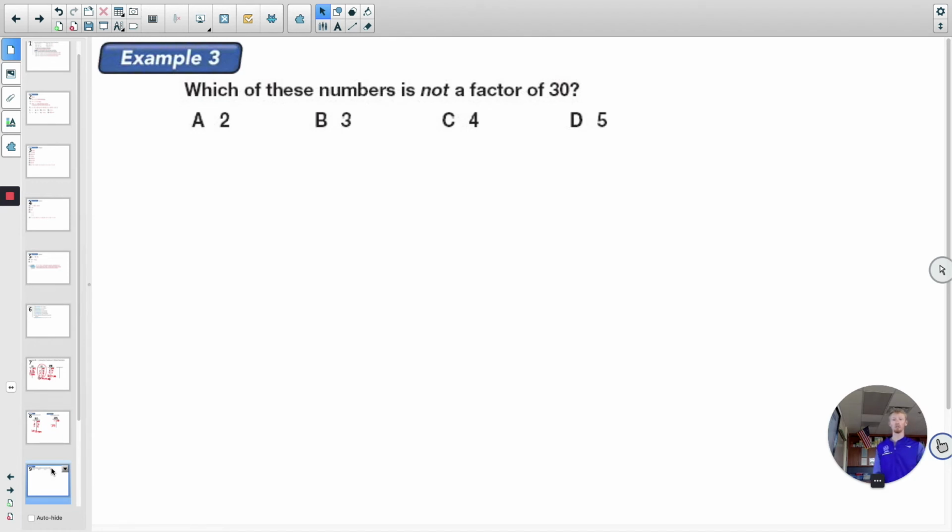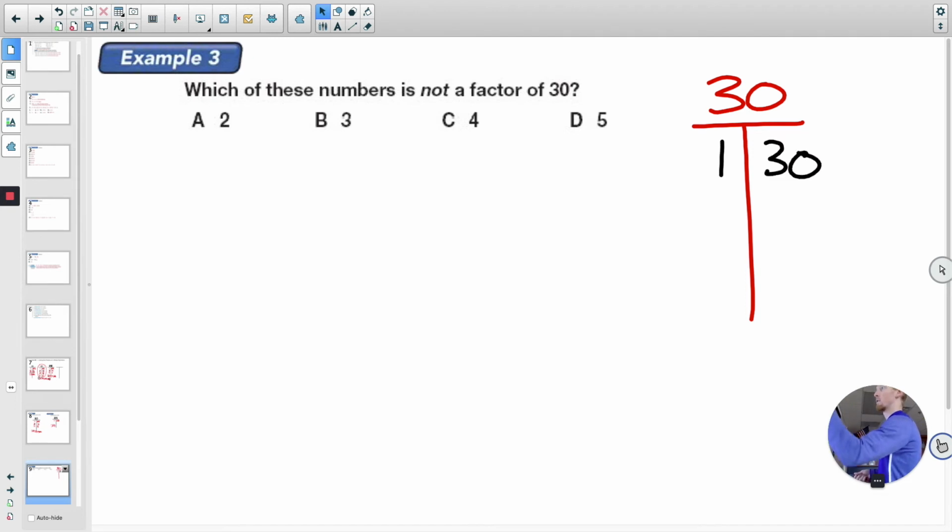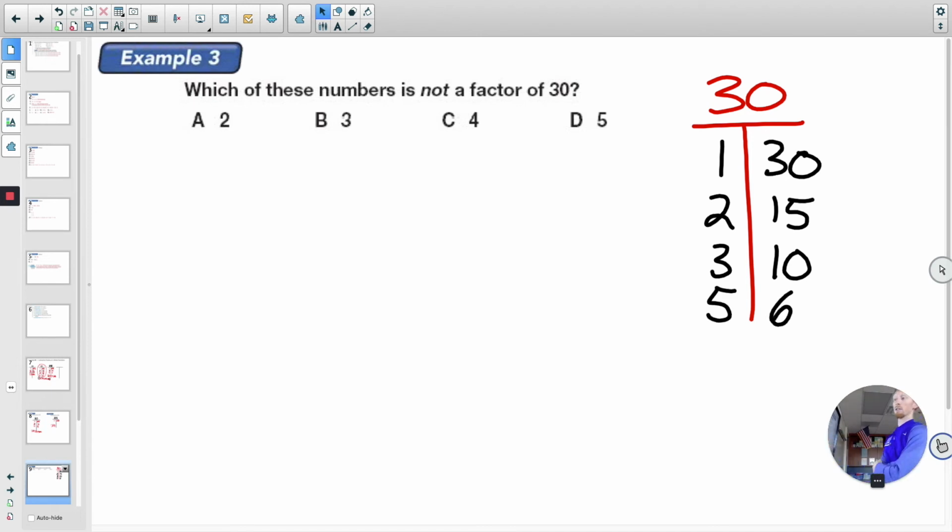All right, it says which is not a factor of 30. So there's 2 ways you can do this. If you can divide it by the number listed, it's a factor of 30. So you could do that, or you could make your T-chart for 30. And you could list out the factors: 1, 30, 2 and 15, 3 times 10. What else? Not 4, but 5. 5 times 6, and then you're going to start repeating.